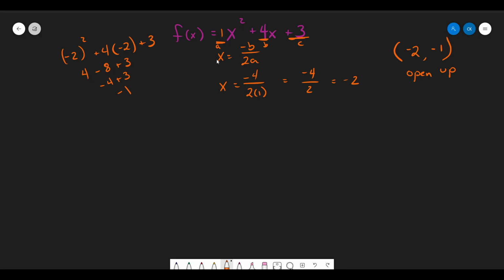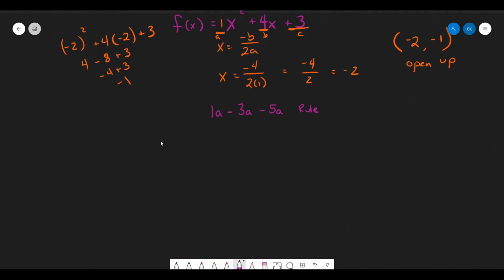Because now we go by a simple rule. And we call this rule the 1A, 3A, 5A rule. Okay, so let me explain here. The 1A, 3A, 5A rule says when I am graphing a parabola, I'm going to create my XY chart. I always start at the vertex. So I'm going to start at the point negative 2, negative 1, and I'm going to plot my point. So that is the vertex.